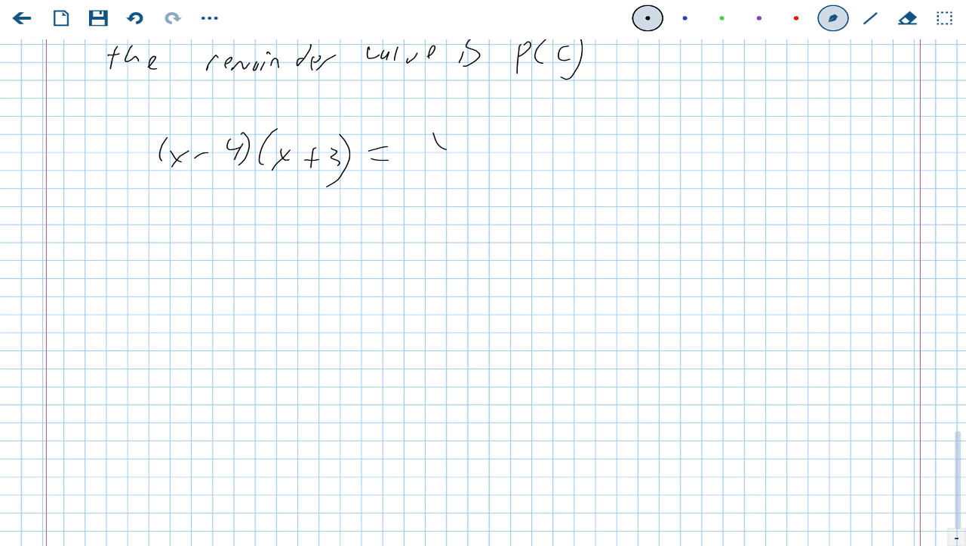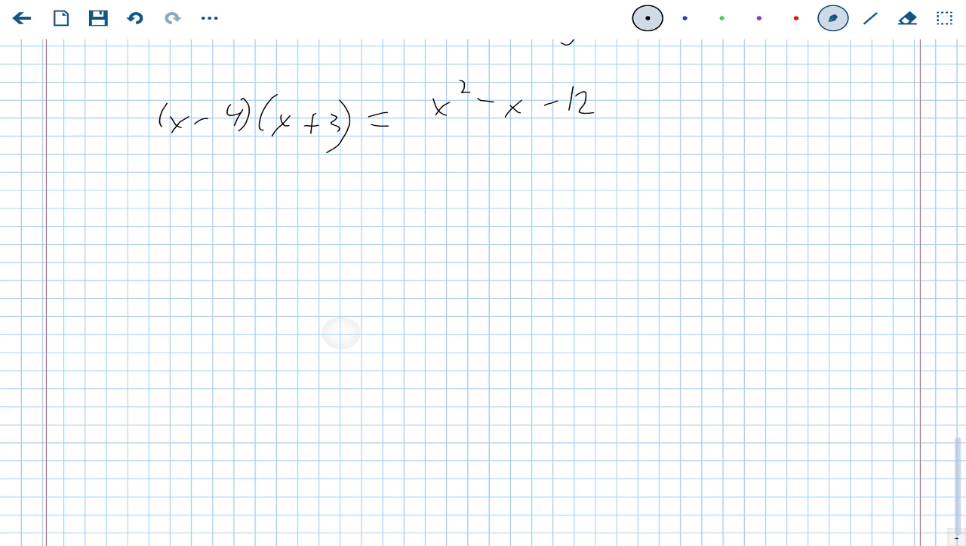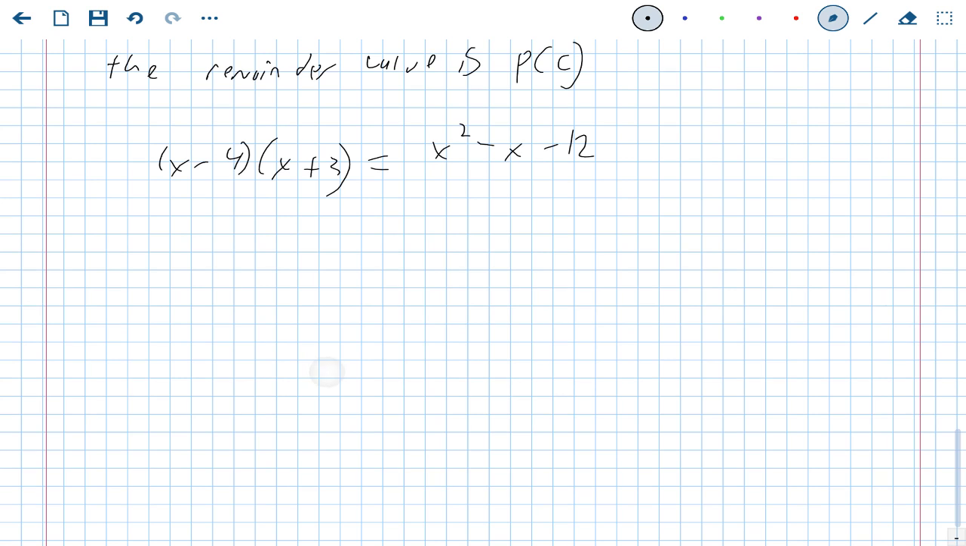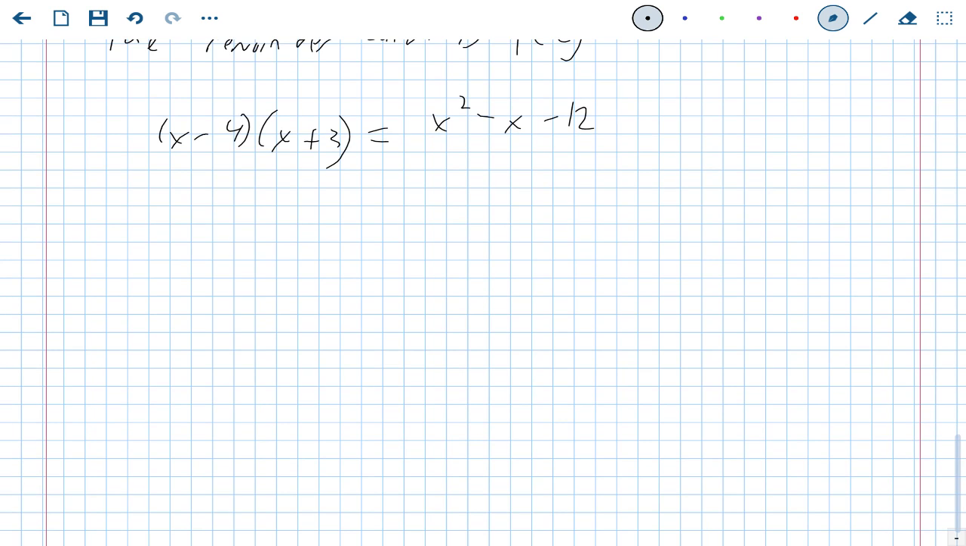Anyways, so then we can see that this is equal to x squared minus x minus 12, right? So now we can see that the sum of the roots is minus 4 plus 3, and that's just equal to 1, right? And the product is minus 4 times 3, which is equal to minus 12.